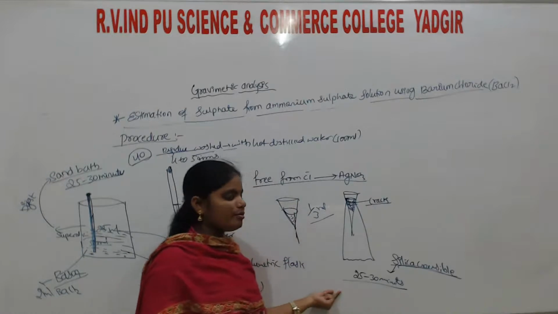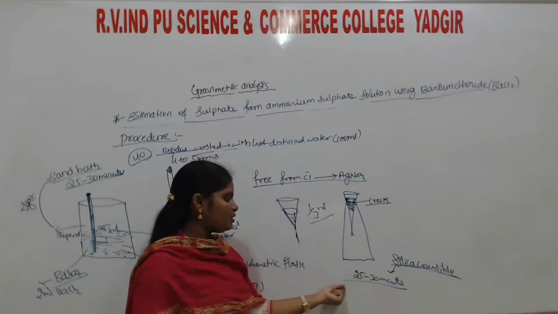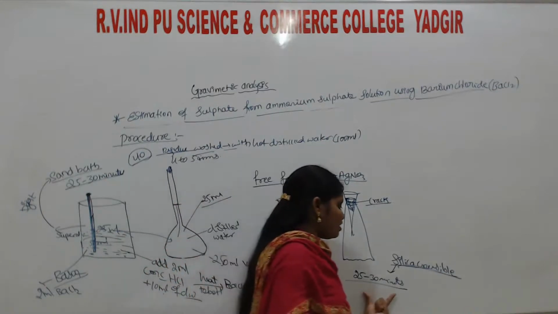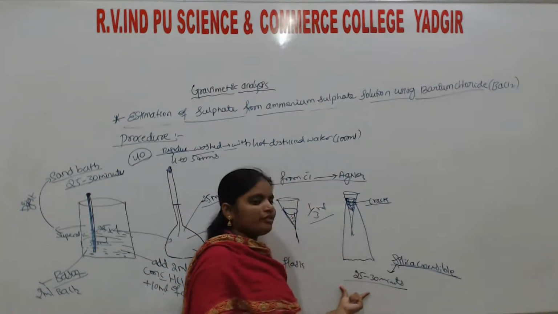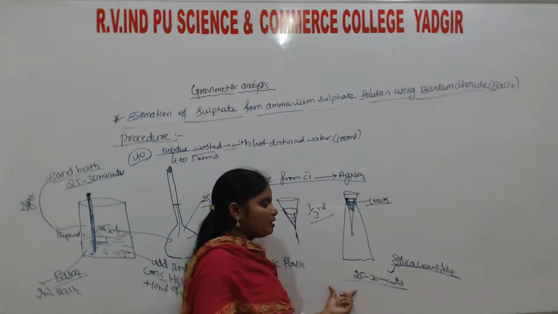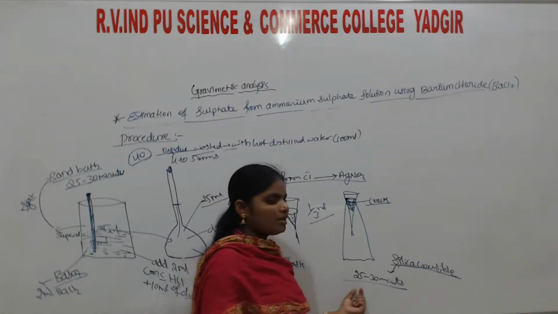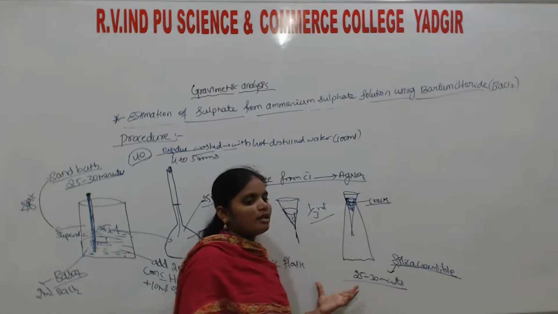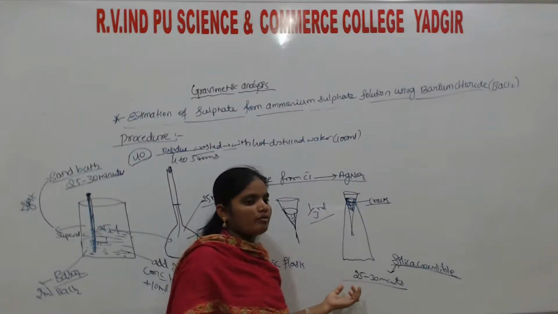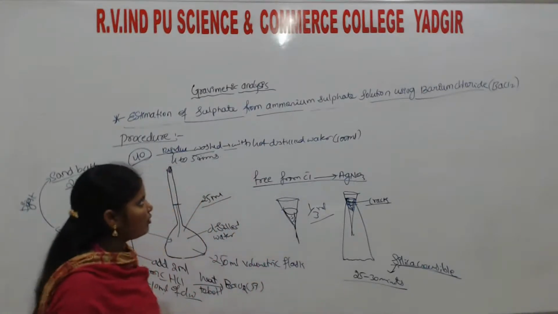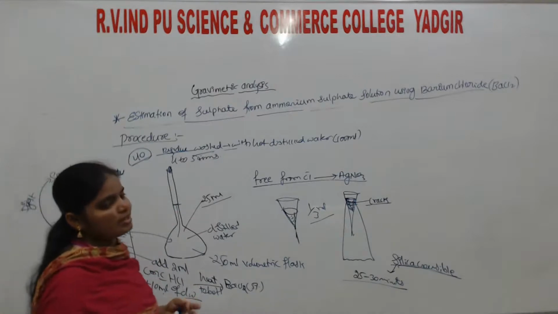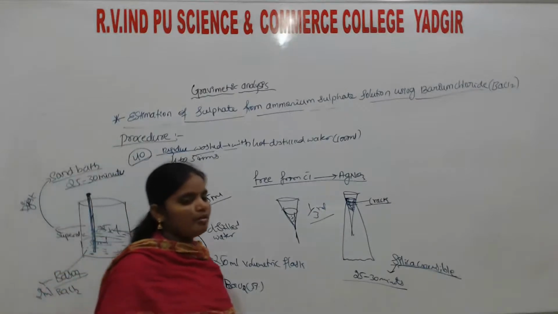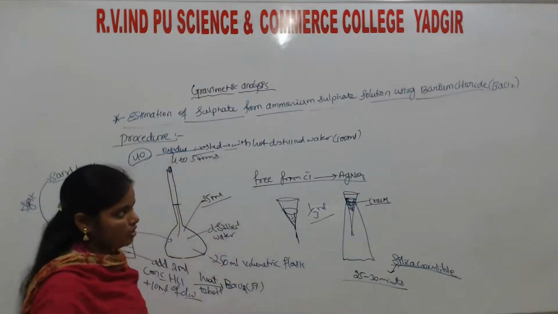After ignition is completed, remove the crucible and keep it in a desiccator for cooling. When it has cooled to room temperature, weigh the residue and report it as W grams. This is the procedure for the estimation of sulfate from ammonium sulfate using barium chloride solution.